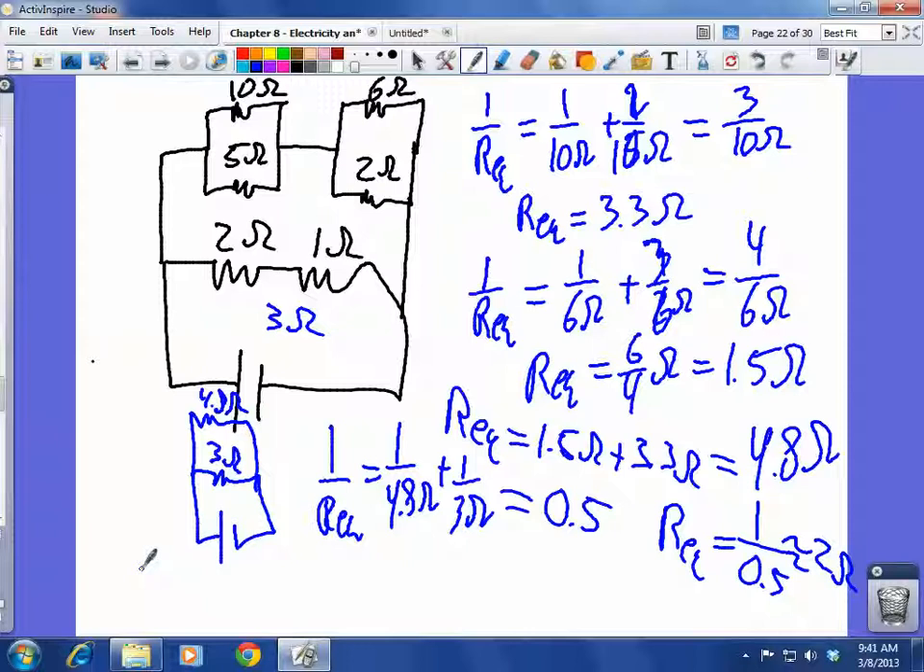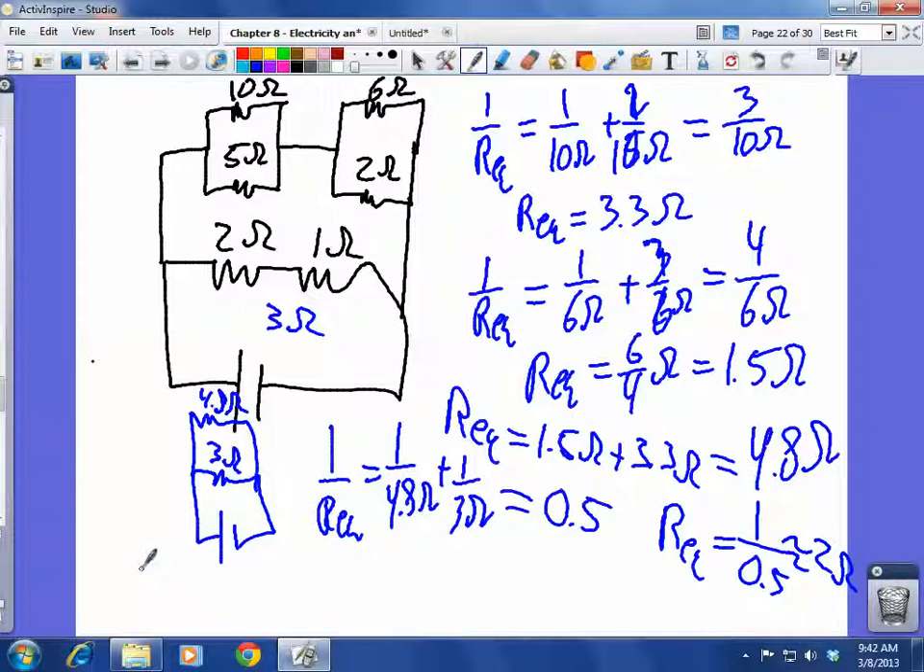Now this is a mess. Anyone have a question about what we did here? Okay, good. And so remember, this is the most difficult we're going to get in this class. So if you can do this, you'll be good on anything for the test next week.